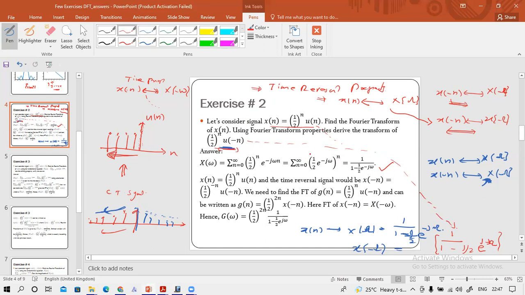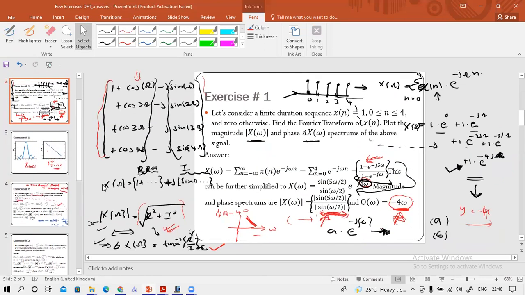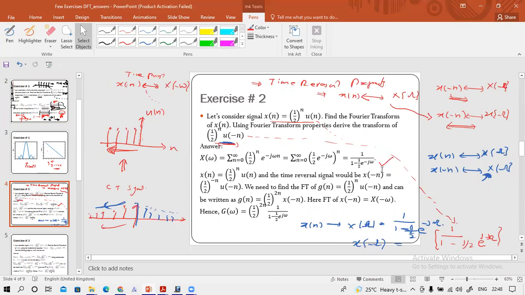I hope you can understand this thing easily. It is not much difficult. I hope you can solve this kind of question using the time reversal property also. If you have any problem, if you can't understand what I am talking about, you can simply ask or mail me. Then I can explain it again. Okay, we will try to solve one more question.